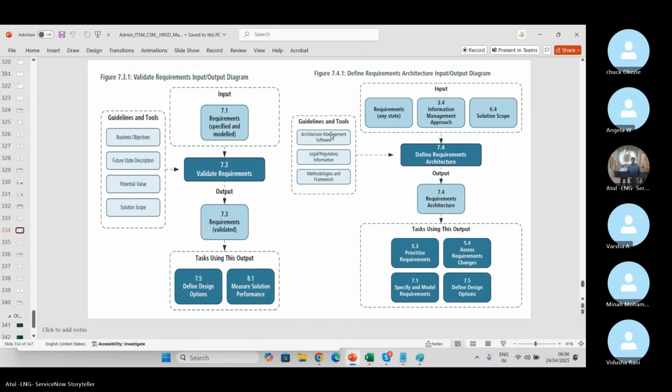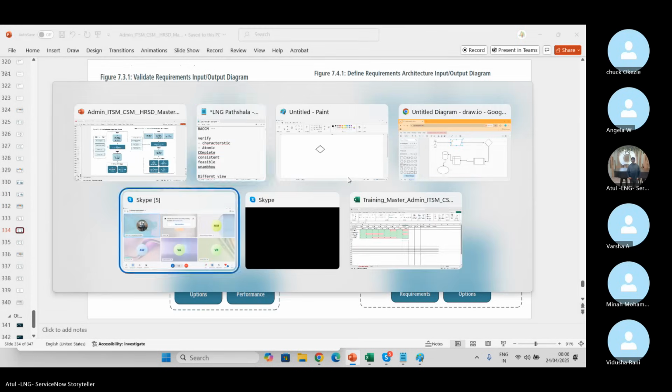The first step, you have to understand how the business runs, how the business model runs, that guidelines are required here. Legal and regulatory information required as per GDPR, SOX, ISO. Those are what is requirement, the standards, and what methodology you're going to use. Clear?